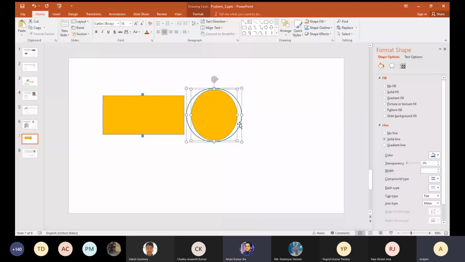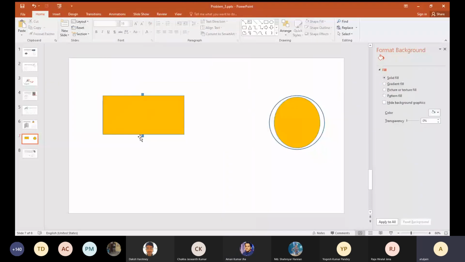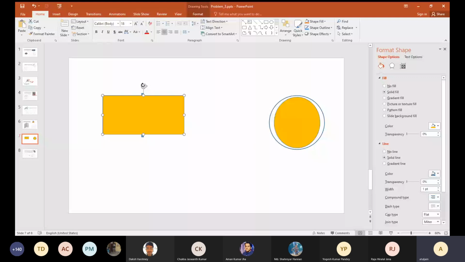Now, if this ring is infinitely small in width, is this allowed? Yes, sir. So rotation is allowed. That's what I'm saying.